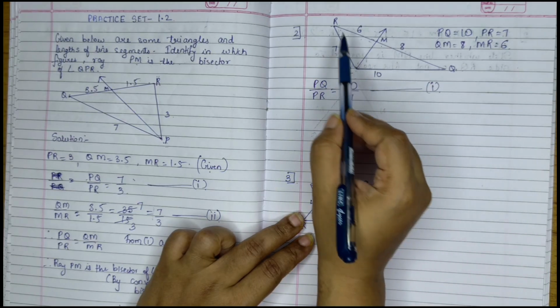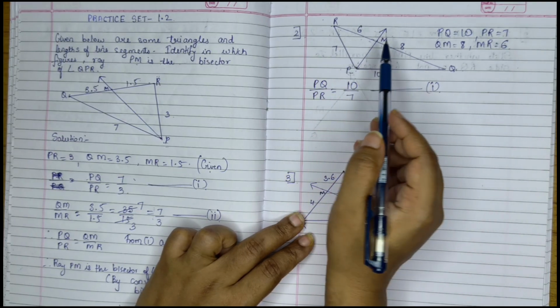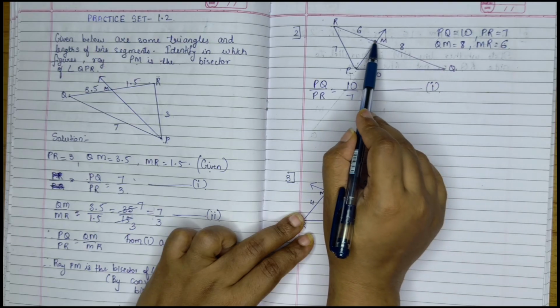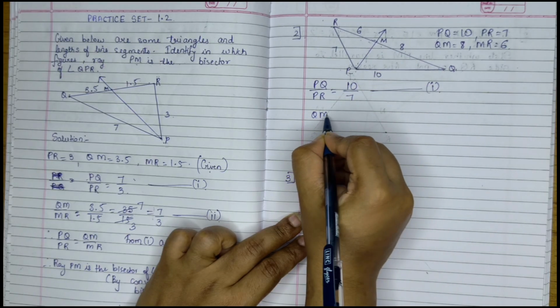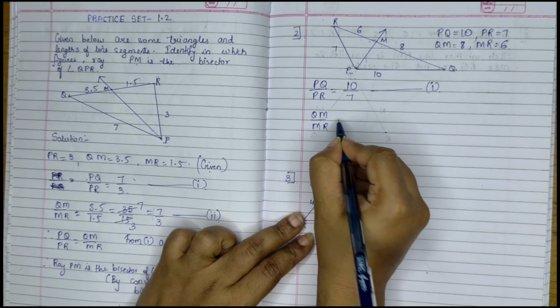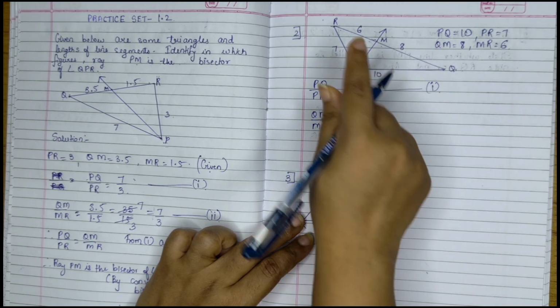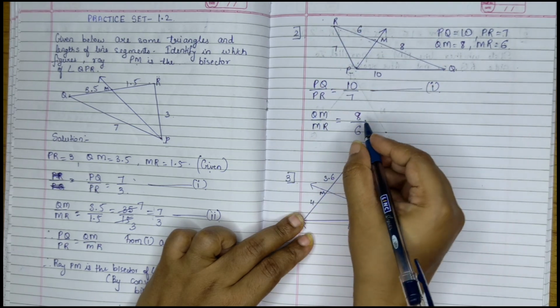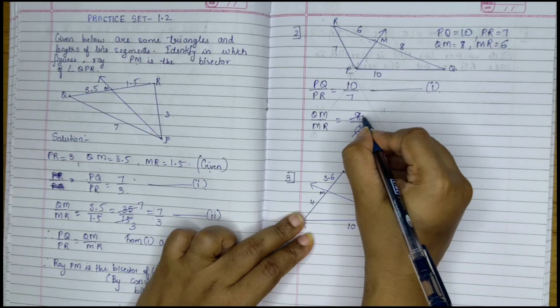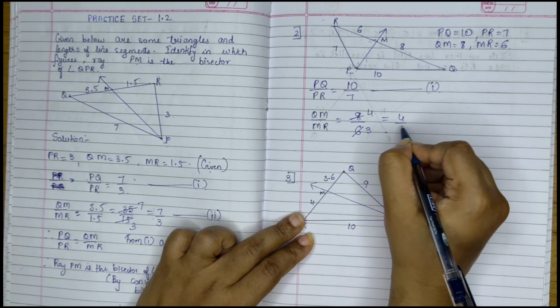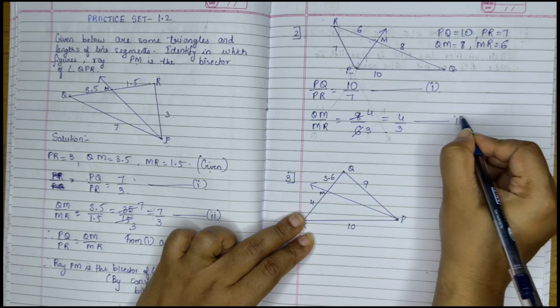Okay, the next one will be, now see the next one. We took PQ upon PR. Now we will take QM upon MR. QM is given 8 upon MR is 6. So when we reduce this, 2 3s are 6, 2 4s are 8. We get 4 upon 3. This is your second one.